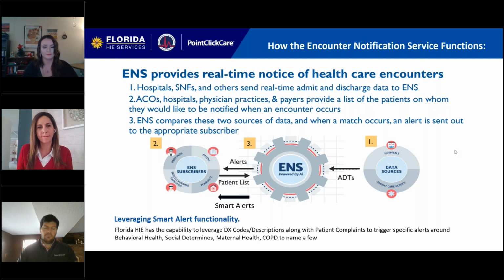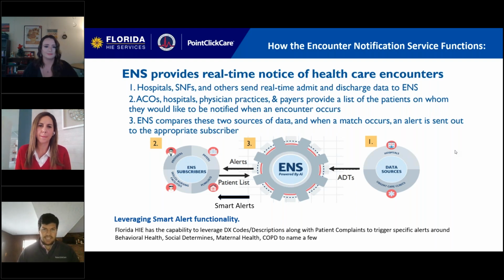So to recap, data sources send data in, subscribers send patient panels in to this ENS system in the middle, and then it does a matching algorithm, and then it sends alerts back. And smart alerts is, instead of taking all 5,000 alerts you potentially receive in a day, it takes them and says, I'm still going to send you the 5,000 alerts, but I'm going to take a subset and send them to another location that your organization deems appropriate, to kind of comb through all that white noise and focus in on the specific alerts you're looking for.